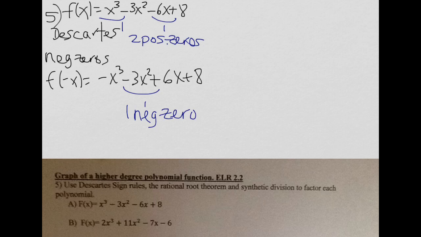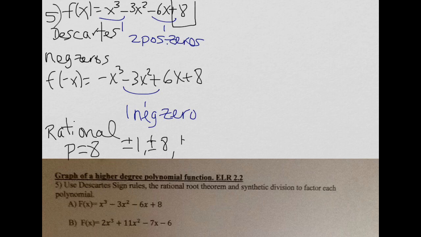Okay, now let's talk about the rational root theorem. So the rational root theorem says that I need to find out my p number, my q number, and divide those factors to see what my possible zeros could be. So the p number is always the one that's located at the very end. So here it's 8. What are all the possible factors of 8? I could have 1 times 8, or I could have 2 times 4.